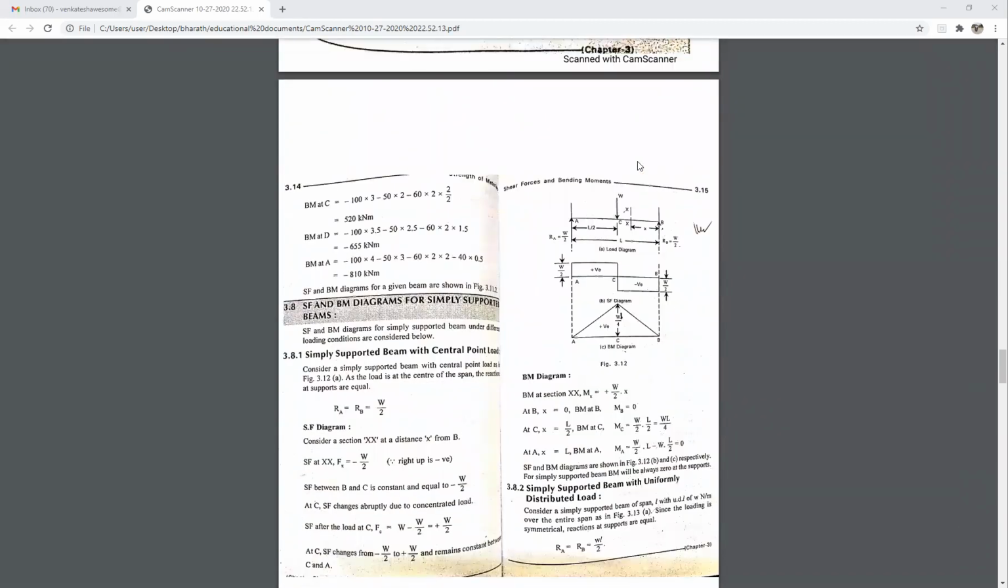Let us have a look at the simply supported beams. Up to now we have discussed cantilever beams, and now we are going to discuss simply supported beams, some basic points, and how the SFD and BMD will look. We will discuss this in the next class.